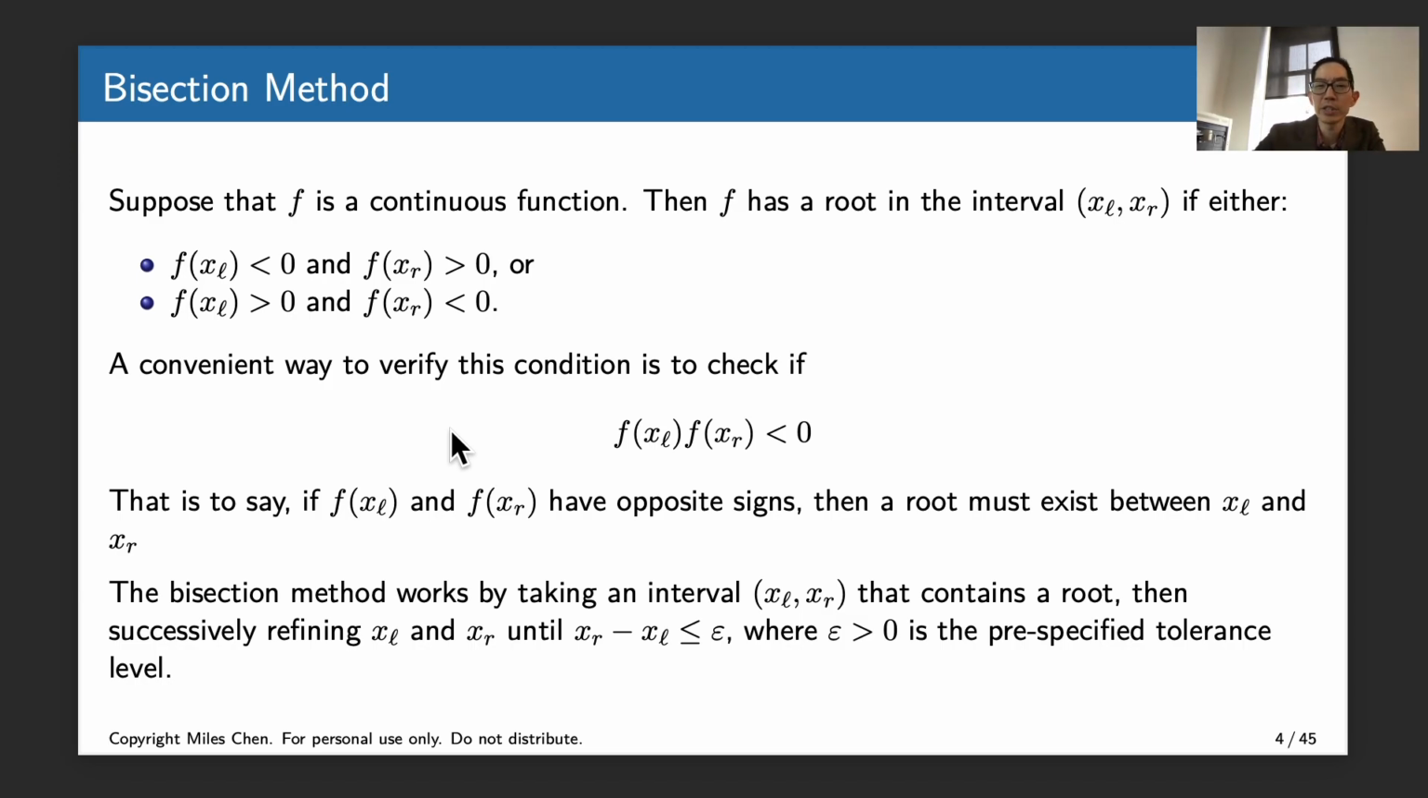A convenient way to check is to evaluate your function at the left-hand side and at the right-hand side, and the product of those two numbers has to be less than 0. If the product is less than 0, then there is a root somewhere in between the left and right-hand side. We keep shrinking this until the difference between the left and right side falls below some tolerance value, some arbitrary epsilon, then we say this interval is small enough for us to quit, and we take that root.